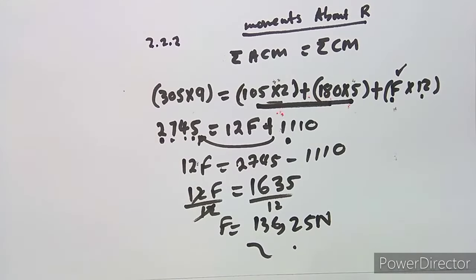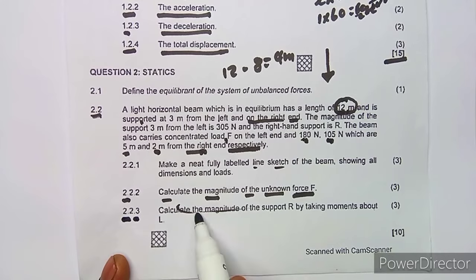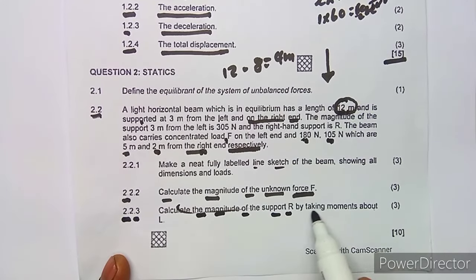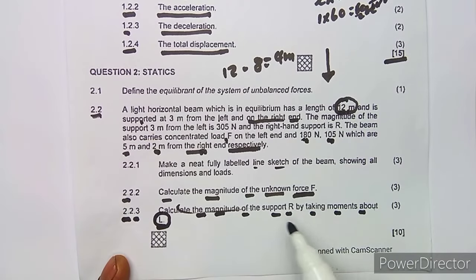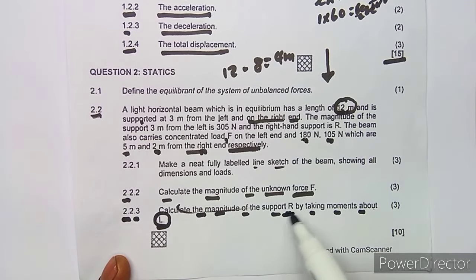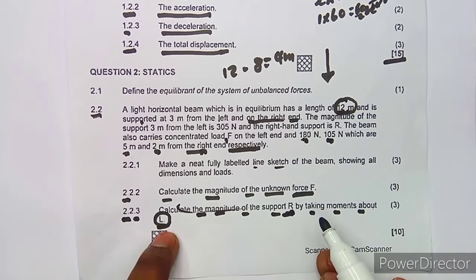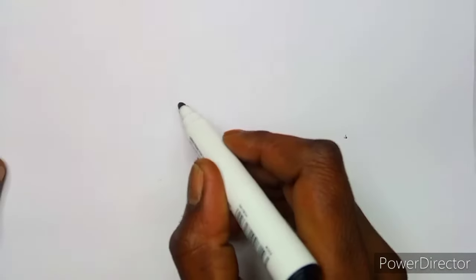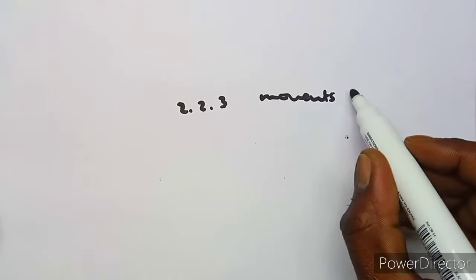Now that we have it, what is the next question about? The next question is now on 2.23, which is to calculate the magnitude of the support R by taking moments about L. We want to calculate the magnitude of the support. This is the support R that we are having. All right, but taking moments about L. So so far we are given an instruction. So we're going to take moments about L.